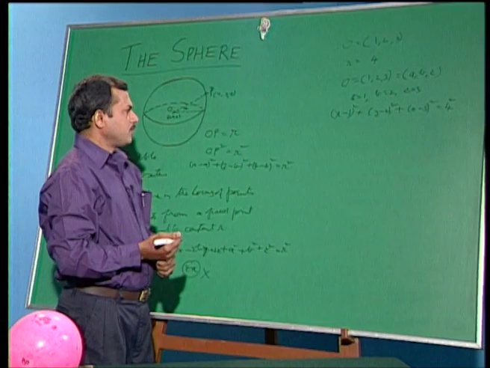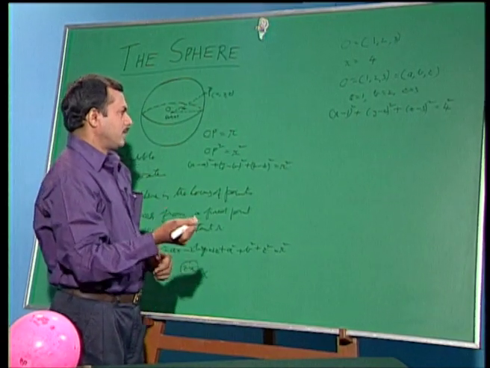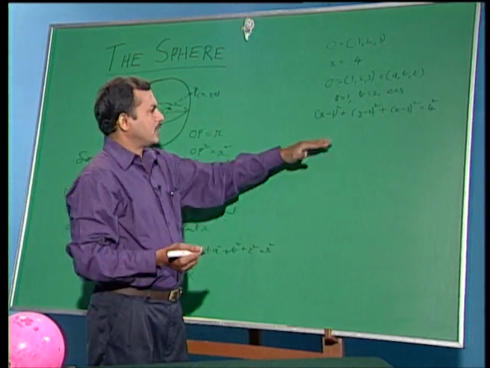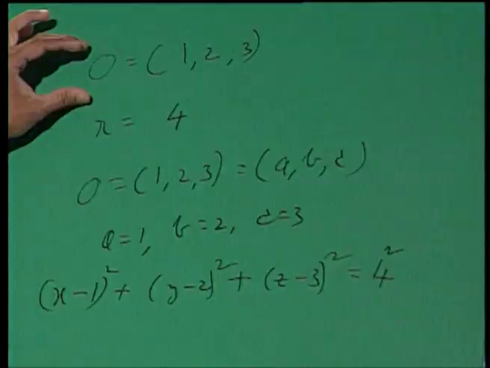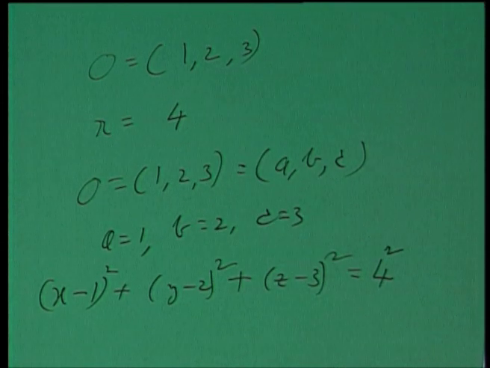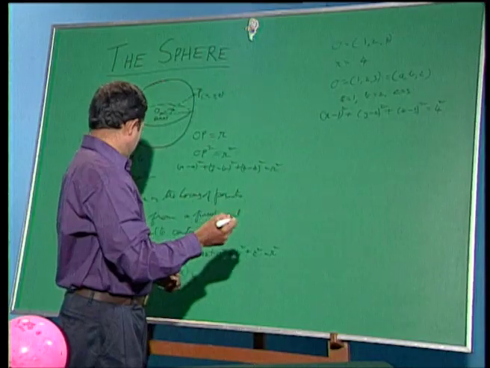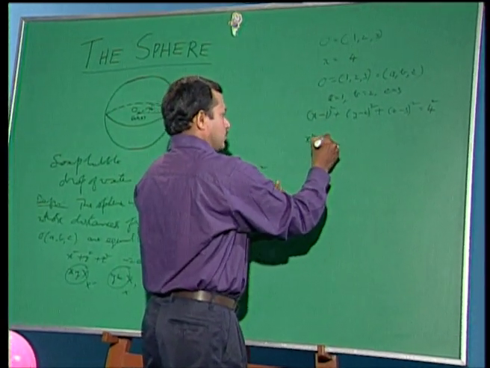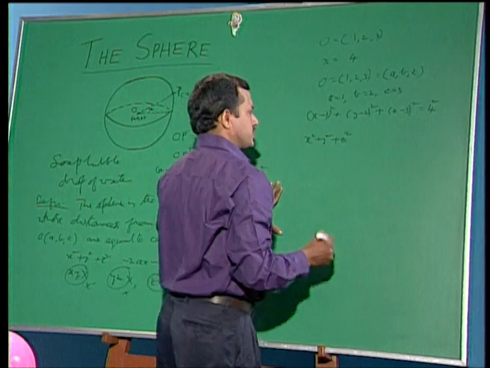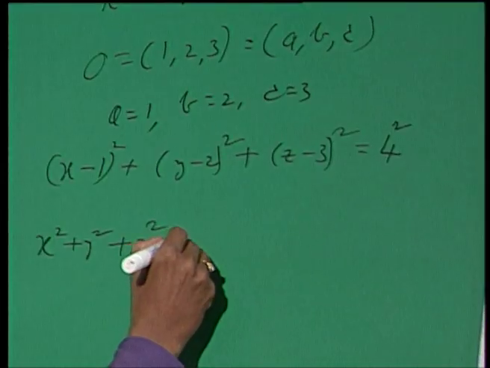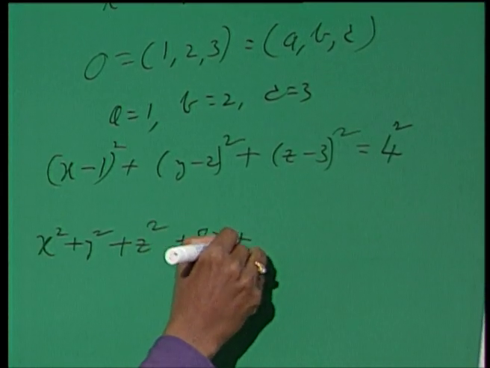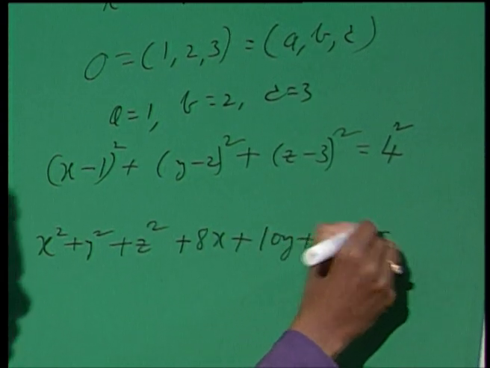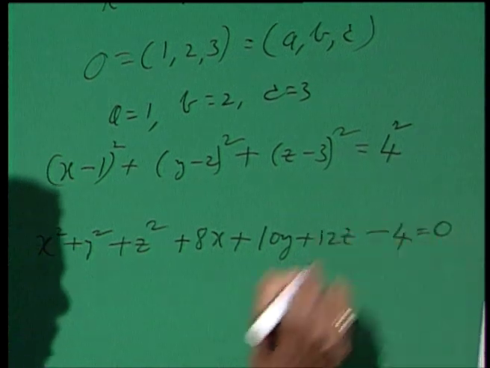And conversely, if we are given a second degree equation representing a sphere, for that sphere we can find out the center and radius. Let us look at an example. Let us consider the equation x square plus y square plus z square plus 8x plus 10y plus 12z minus 4 equal to 0.